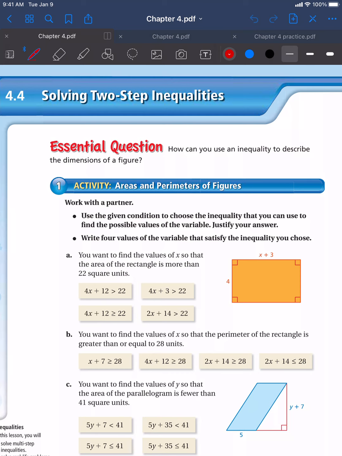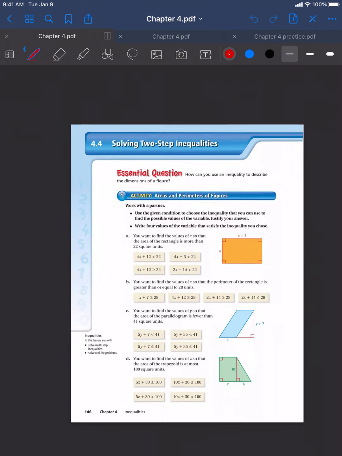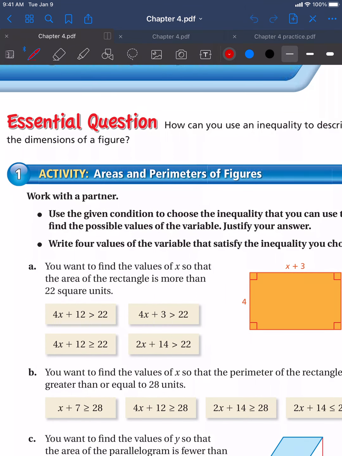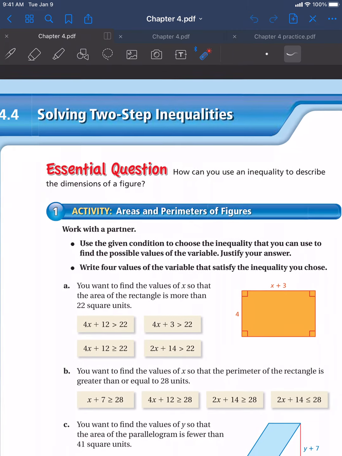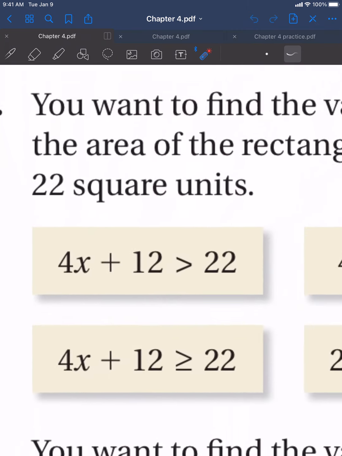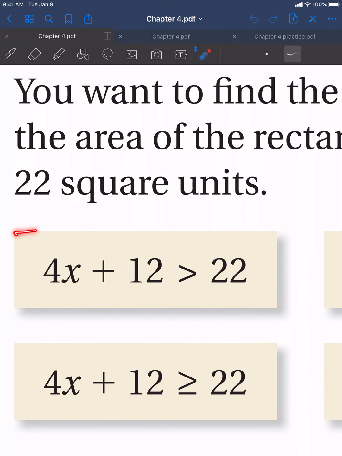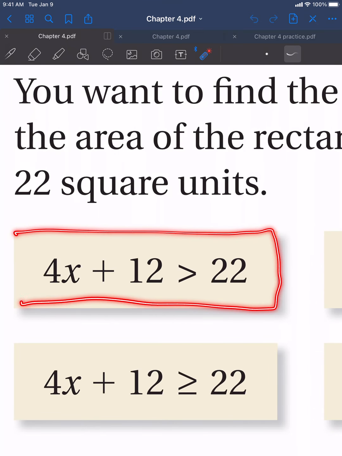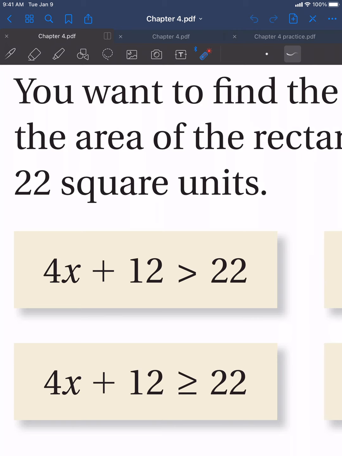All right. Now, this chapter is not much different than what we've been doing, okay? We still just want to get the variable all by itself. So, this is the activity. Do you see how it says number 1 activity right there? We don't usually do activities, but what I would like you to do is just look at these little boxes, okay? We're not going to do the activity that the boxes are in, but I just want you guys to look at this box, okay?